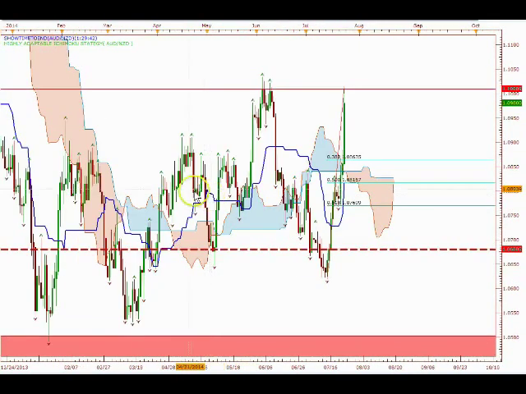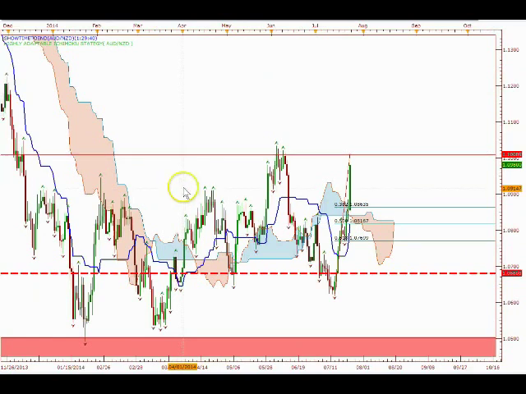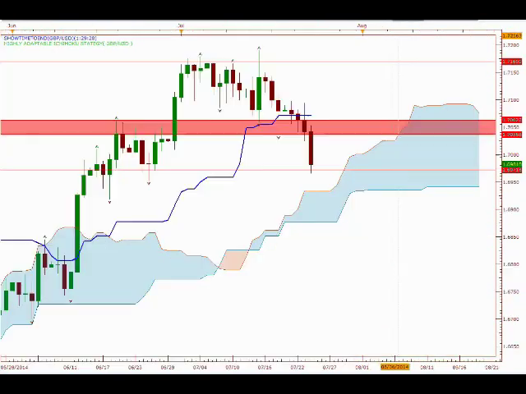Going to be patient and wait on that, and draw your support and resistance levels. That'll help you find where the market may come back to or go to, because the market moves between support and resistance. All right, so pound dollar on a daily time frame.